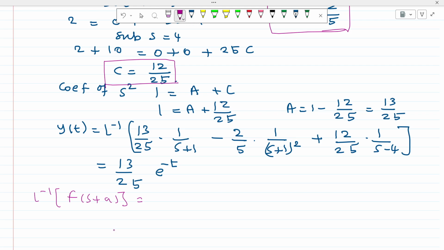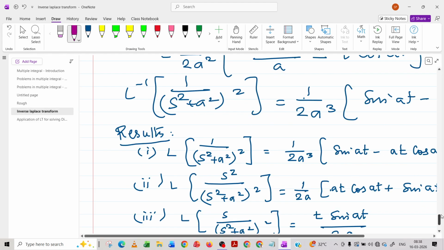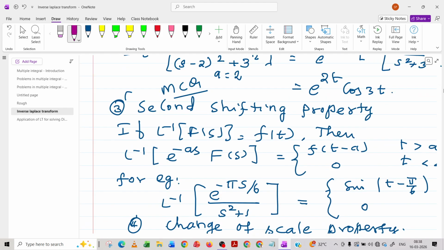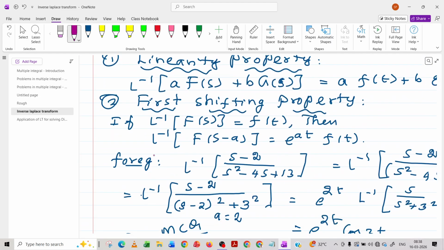In the last class I have given nearly 10 formulas. See that. L inverse of f of s plus a. Am I given or not? Third one. See, shifting property. L inverse of f of s minus a is e power a t f of t. Similarly, L inverse of f of s plus a is what? E power minus a t f of t.